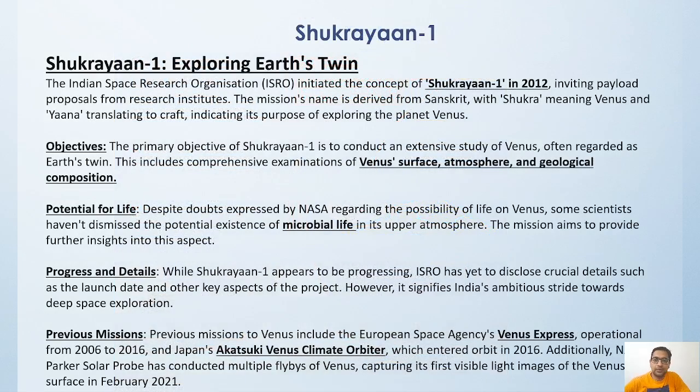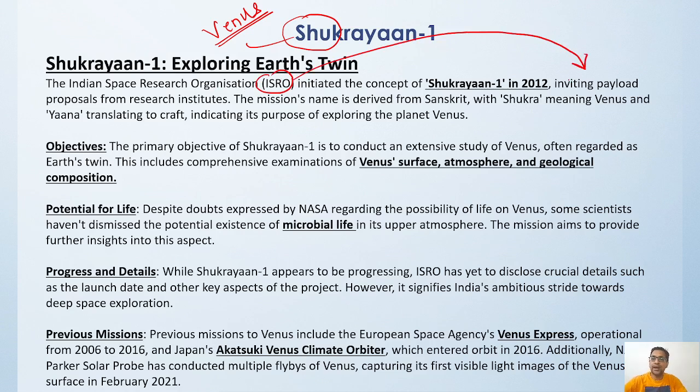Now Chandrayaan, whenever it is related to the Shukra Graha. In Hindi we call it Shukra Graha, and it is called Venus. This is also called Earth's twin. The Indian Space Research Organization started the concept in 2012, but right now the project is still at a nascent stage, and the government is focusing on boosting it further. So ISRO is inviting payloads.